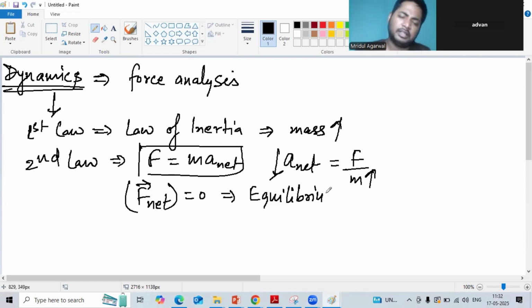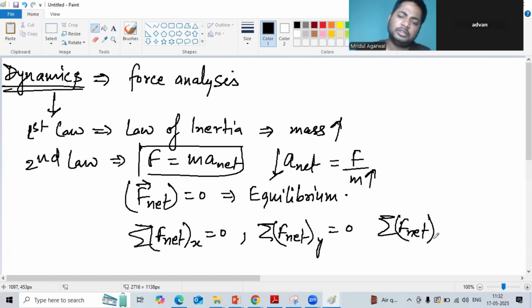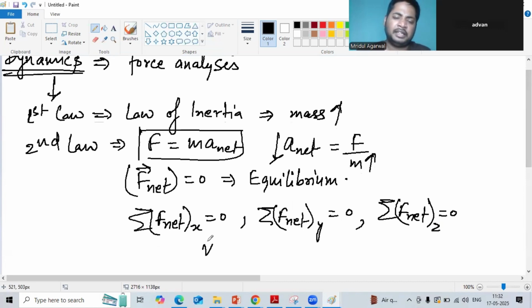In equilibrium, the net force in the x direction must be equal to 0, the net force in the y direction must be equal to 0, and similarly the net force in the z direction must be equal to 0, in order to make the equilibrium condition. In the equilibrium case, the velocity can be constant, or there can be a condition of rest. Rest condition means the net velocity is 0, so the particle is not moving.